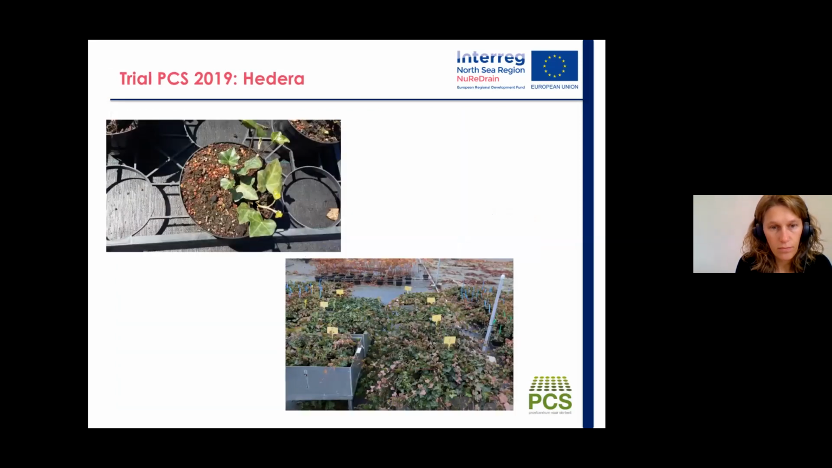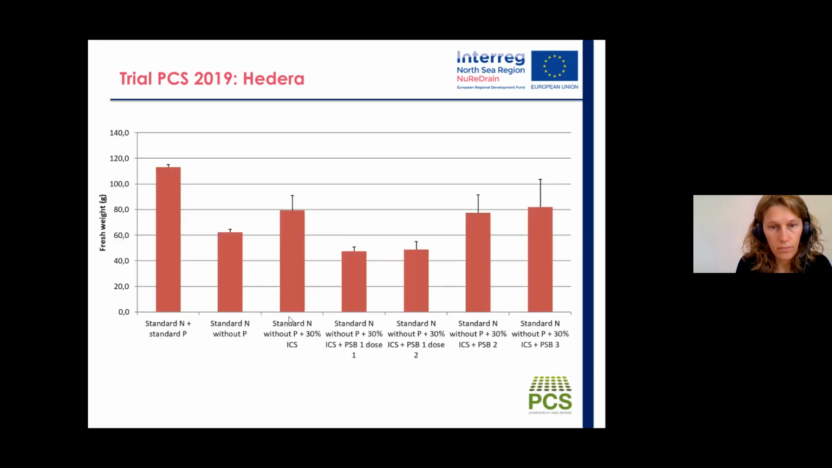You see here at the beginning, the ICS grains mixed into the substrate, and this is a photo rather at the end of the trial. But again, unfortunately, we're not lucky. We have the standard N and standard P. This is the fresh weight. So you see clearly that the best plants are with just the normal N and normal P. Of course, without P, plants were a lot smaller.